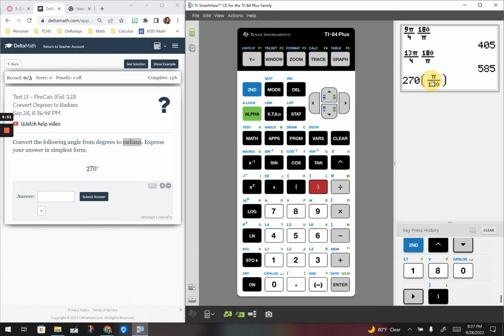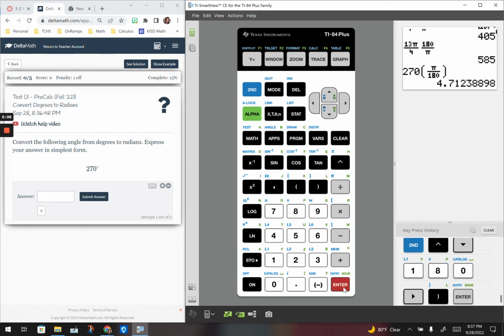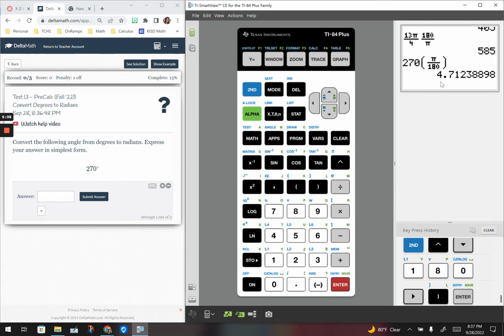Now, here they're asking us to write it in simplest form, okay? This is the type that I was trying to see if they would give me in the previous section. So if I hit enter right here, notice what's going to happen. They're going to give me an answer of 4.71 and whatnot, and I cannot put this as an answer because what they want is simplest form, and simplest form means no decimal value whatsoever. So what do I do?